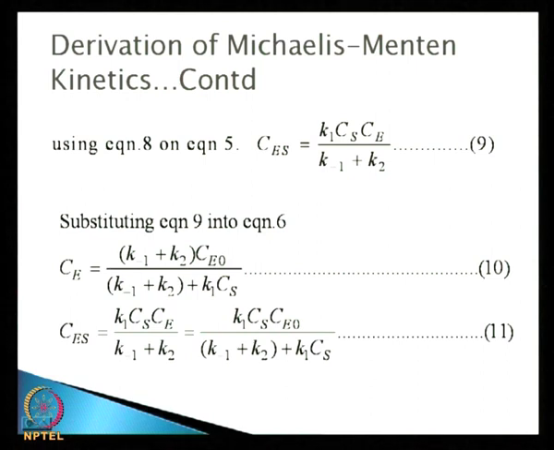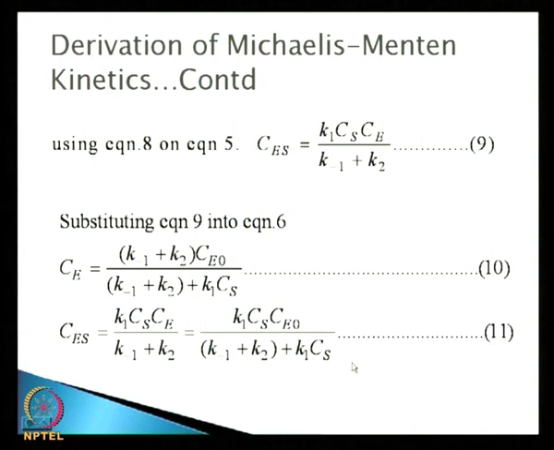You got it? What do you got? You got the same as what I have on the board, equation 10. Okay. And then CES now is given by... Once you got CE as a function of CE naught and CS, then you can simply replace that in the CES equation and you get a slightly more complicated relation, but you get CES as K1 CS CE naught over K minus 1 plus K2 plus K1 CS.